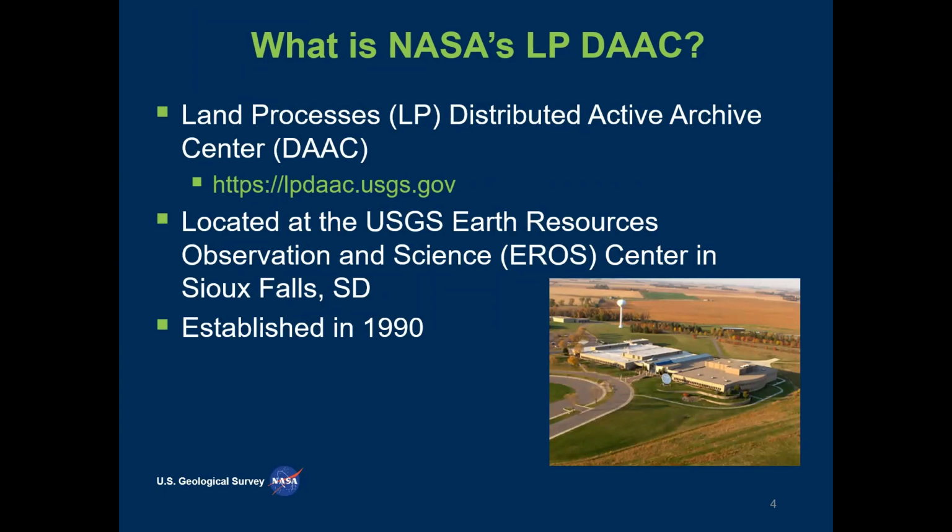So first things first, what is NASA's LPDAAC? Well, as we've mentioned a couple of times now, we are the Land Processes Distributed Active Archive Center. We process, archive, and distribute land remote sensing data to the earth science community. We also provide resources to teach users how to apply the data. The LPDAAC is a partnership between NASA and the USGS, and we're located at the USGS Earth Resources Observation and Science, or EROS Center in Sioux Falls, South Dakota. The LPDAAC was established in 1990, whereas EROS itself was established in the 1970s.